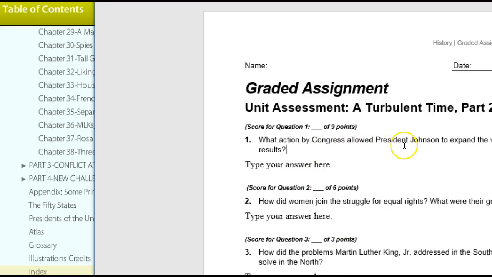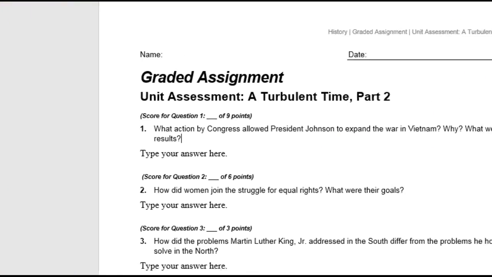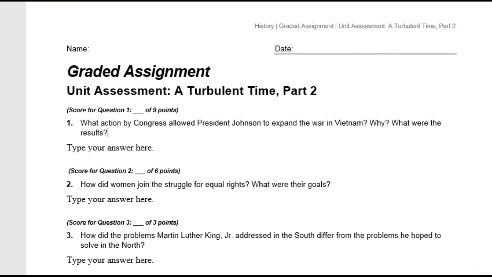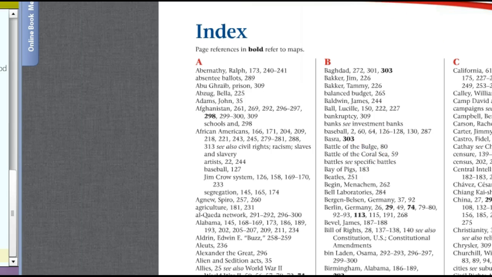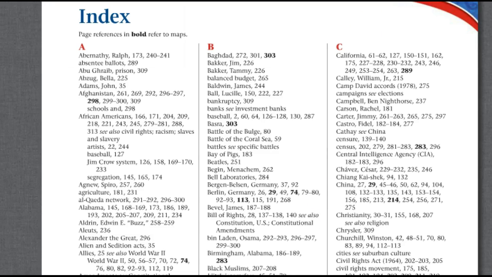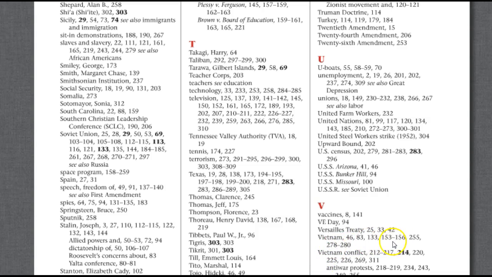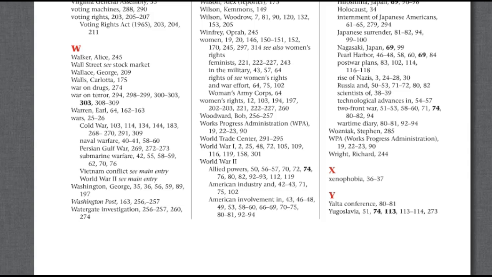What action by Congress allowed President Johnson to expand the war in Vietnam? So maybe in our index we want to look for Vietnam. So we would obviously go to the V's. And I can see Vietnam in several different places. I see the Vietnam conflict on 212 through 217, so maybe somewhere in there. So you could turn to those pages and see. We could start by going to page 212 and seeing what it talks about regarding the Vietnam conflict there.